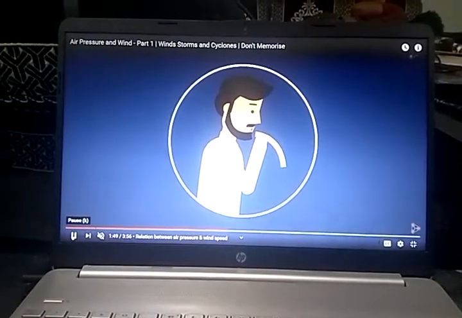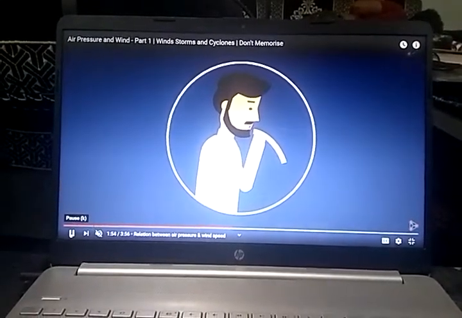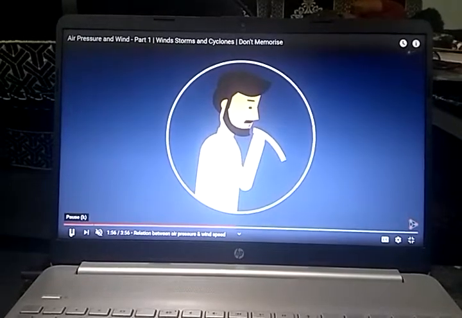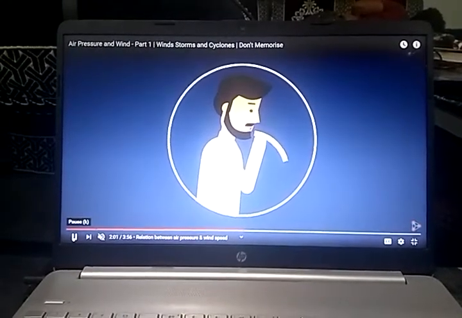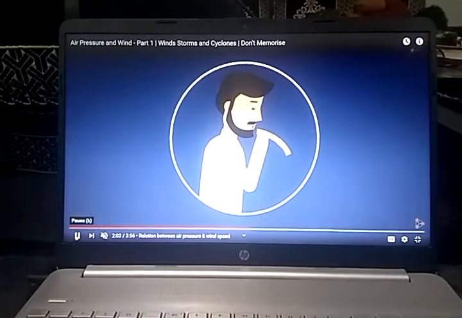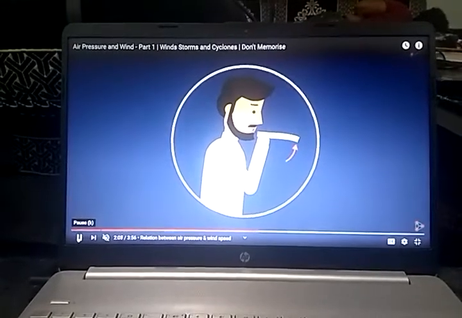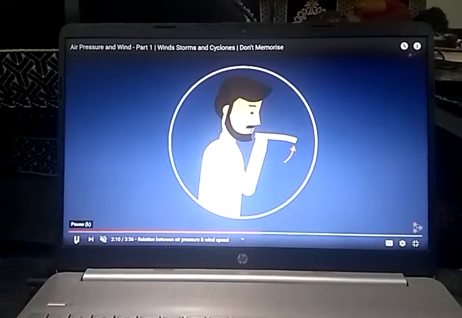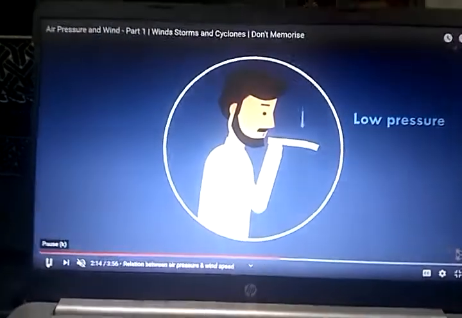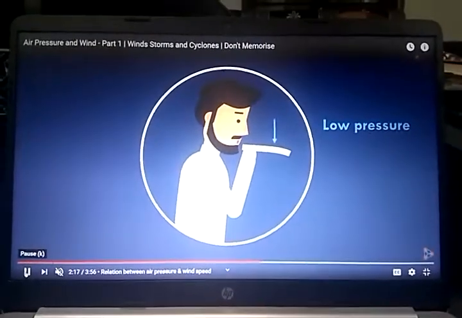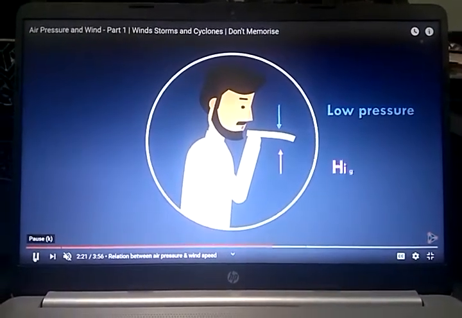Here we can see one of the small activities with a paper strip. When you blow air, the paper strip moves upward, because downside pressure is more and upside pressure is low. See the situation over here. So upside is low pressure and downside is maximum pressure.